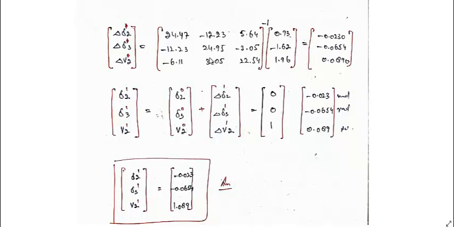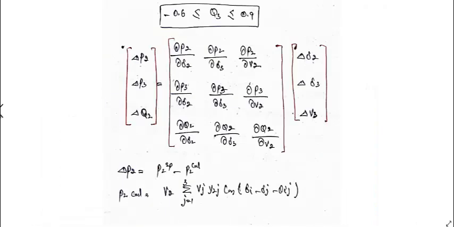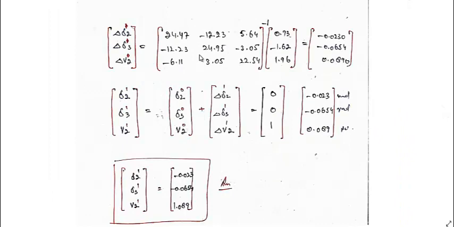So putting these values in the Jacobian and then multiplying, what I have done over here is I have taken this to this side, and delta delta 2, delta delta 3, and delta v2 will be equal to this inverse multiplied with this. So that is what I have written over here. Taking the inverse and multiplying that to this, you will get minus 0.0230, minus 0.0654, and delta v2 is equal to 0.0890.